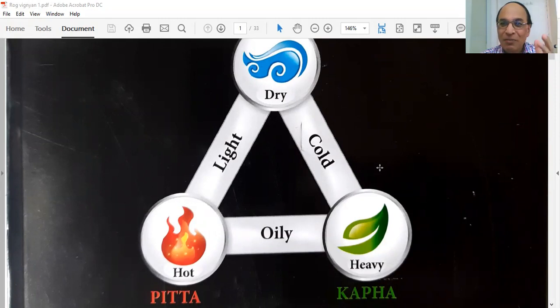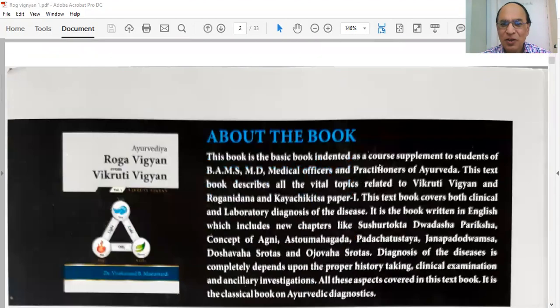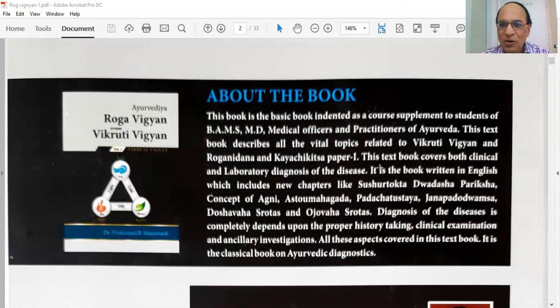Vikruta, Vikruta, Deham, Gnanti, Te Vartayanti cha. When they are avikrut, in physiology, Sharir Kriya, then they are like gods. But when they get disturbed, they attack the Dushya, that is the body tissues. All these concepts are very well clarified by Dr. Vivekananda. I remember our great philosopher Swami Vivekananda. Similarly, I found that this person encompasses the knowledge of Roganidan, and he is sharing his knowledge. So let us talk about this book.